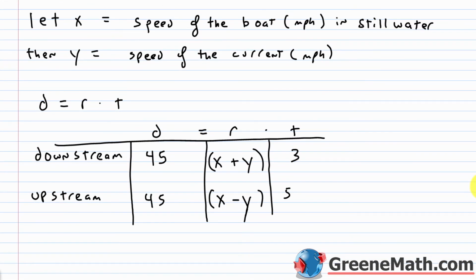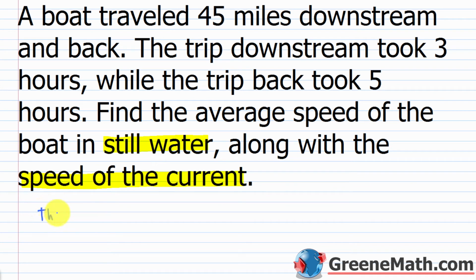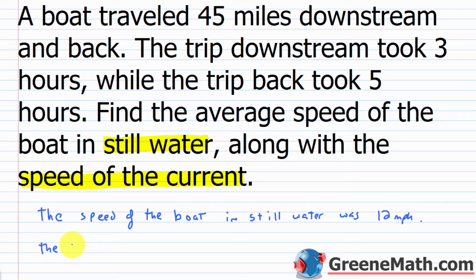I want you to remember that x is the speed of the boat in still water, and y is the speed of the current. So we can say that the speed of the boat in still water was 12 miles per hour. The speed of the current was 3 miles per hour.